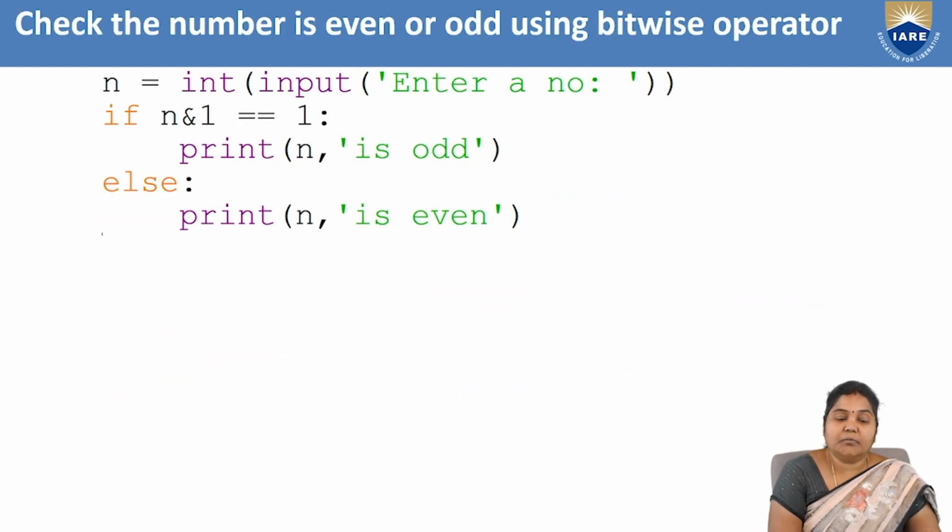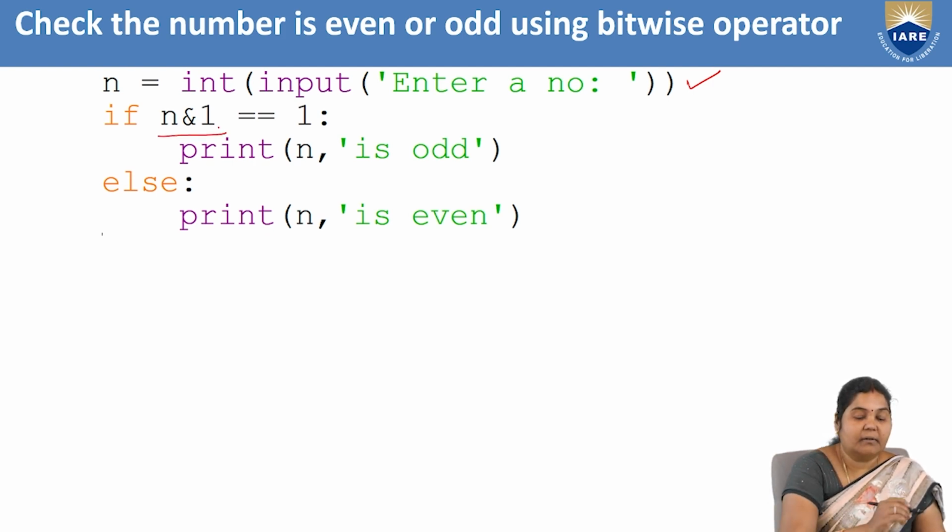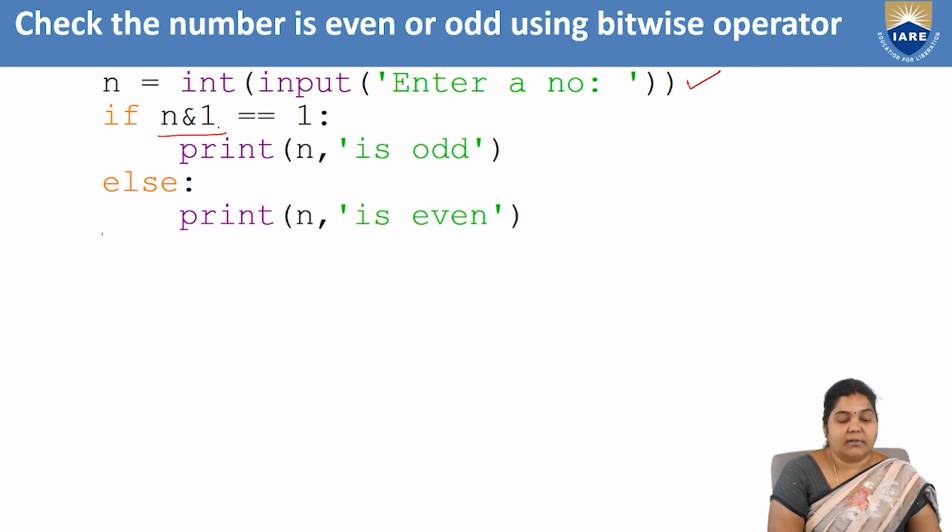Now, how to write the program? In Python, first of all, we have to read a number through the input method. Let us read a number which is an integer, and if the number bitwise AND with 1 gives you the result 1, then the number is odd, otherwise the number is even. It is very simple. Read a number and do bitwise AND with 1. If the result is 1, then the number is odd, otherwise the number is even.